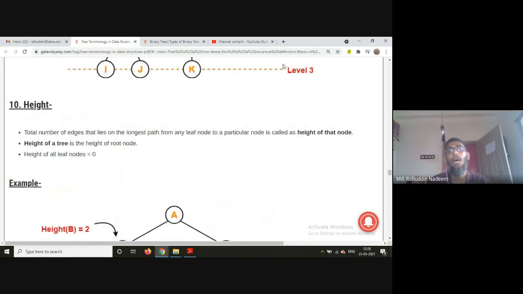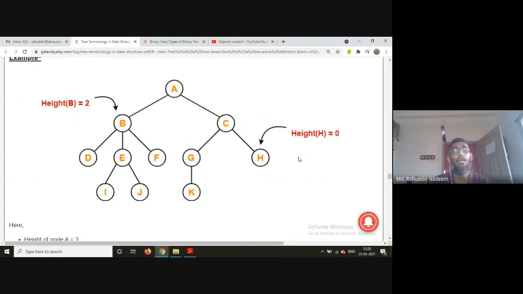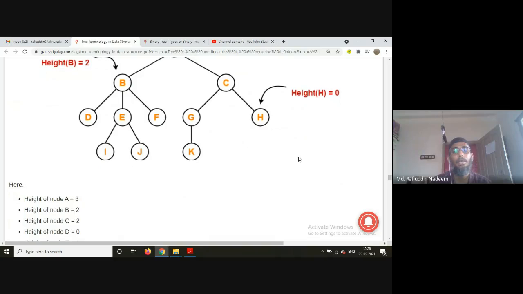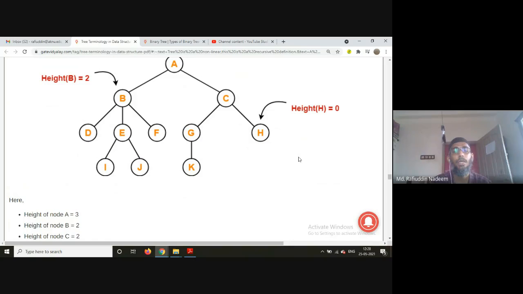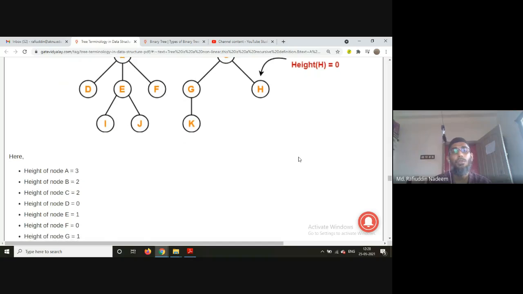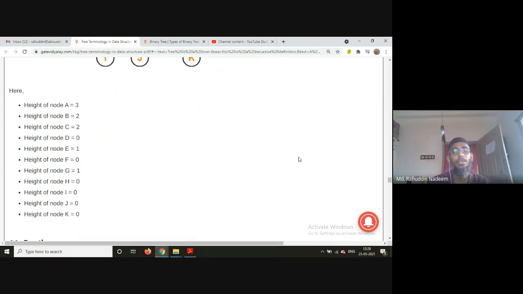So we can simply identify that the last level, starting from 0, the bottommost level, will be the height of the entire tree. So for the height of the nodes, you can identify here the height of node A is 3, height of node B is 2, height of node C is also 2, for D it is 0, E 1, F 0, G 1, H 0, and I, J, K 0.